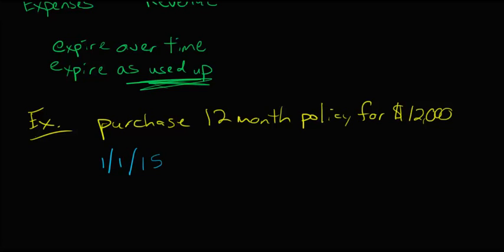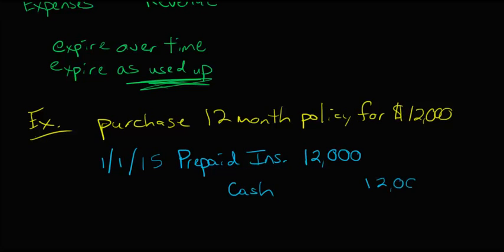So what's going to happen? Well, you're getting an asset, so you're getting prepaid insurance. You're going to debit that. That's an asset account. You're going to debit that for $12,000. Now we're assuming here that you pay cash, so you're going to credit cash for $12,000.